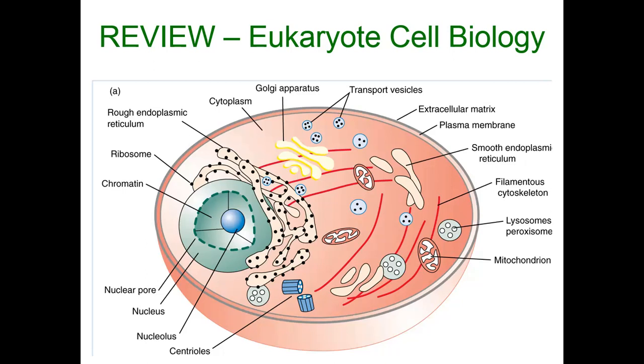This is a depiction of a eukaryotic cell. As we can see, we have plasma membrane on the outside, then a number of subcellular organizations. Some of them are in the cytoplasm. We call it cytoplasmic organelles, such as transport vesicles, Golgi apparatus, mitochondria, smooth and rough endoplasmic reticulum, cytoskeleton, lysosomes, and peroxisome, which are the garbage disposal of the cell.